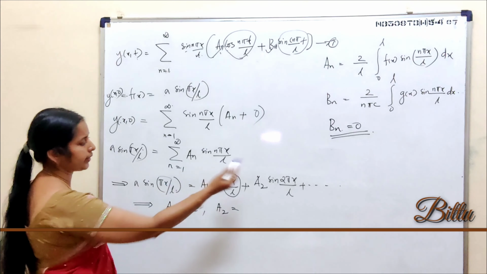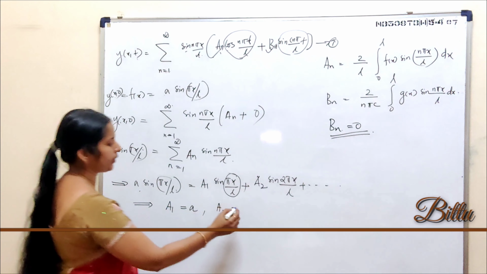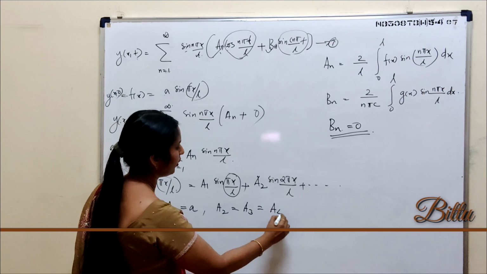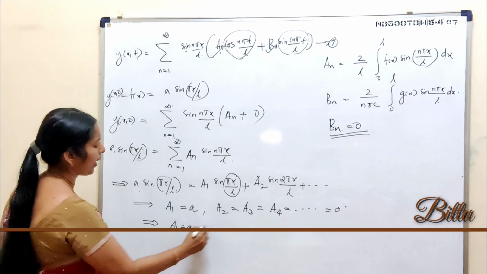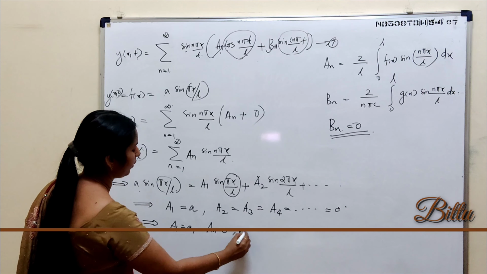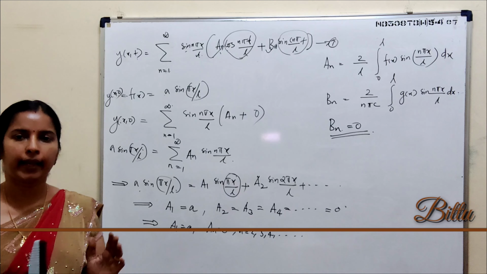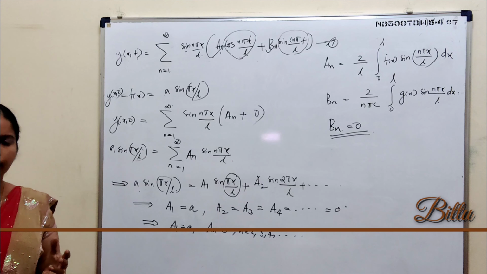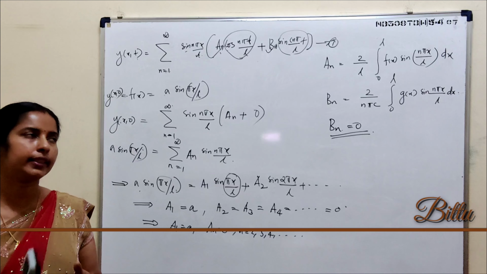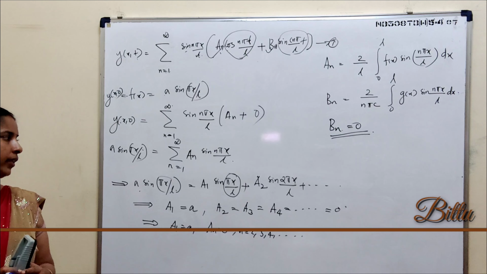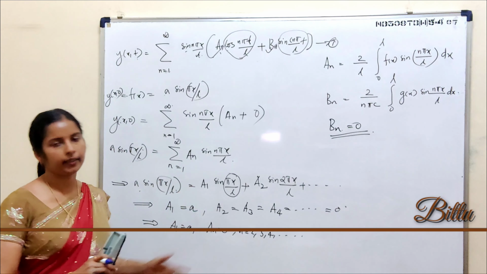a2 is 0. See, the right side is an infinite series, left side contains a single term. So a2 is 0. What is a3? 0. a4, etc. equal to 0. So, we have a1 is a and an equal to 0 for n equal to 2, 3, 4, etc. See, you can equate like this only if f(x) or g(x), here g(x) is 0, is in terms of trigonometric function sine. You can equate only for sine functions. Since it is a sine function, you can equate.